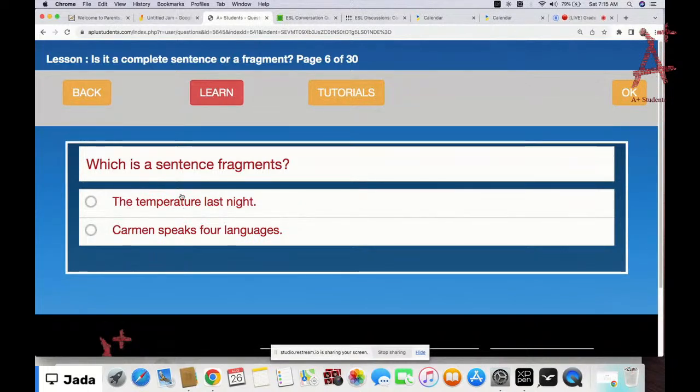So let's say this one. Which is a complete sentence? We found India on a map, our supply of resources. We found India on the map, that's a complete sentence. But if you say our supply of resources, what happens to that supply of resources? Something is missing in that sentence. So it's going to be we found India on a map.